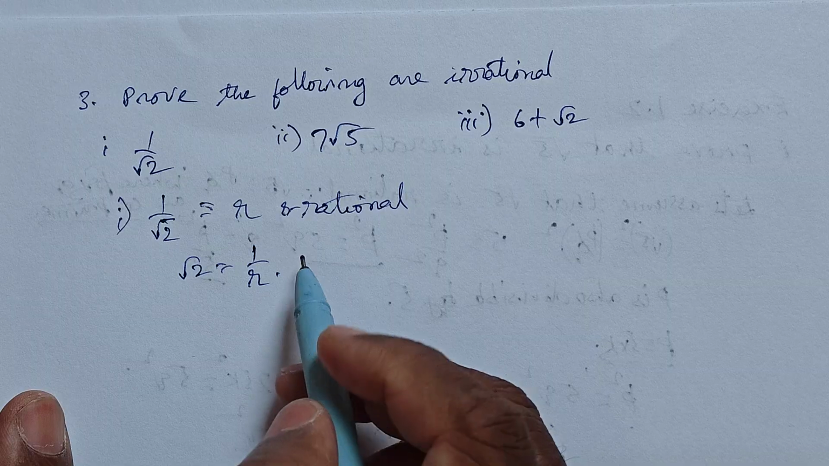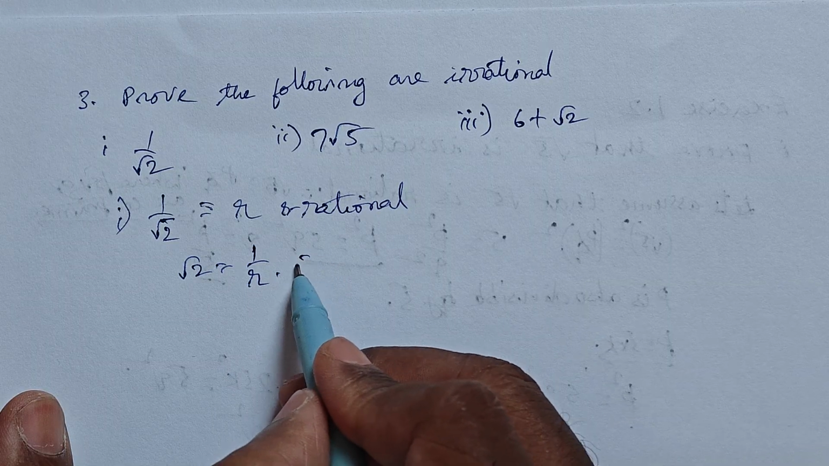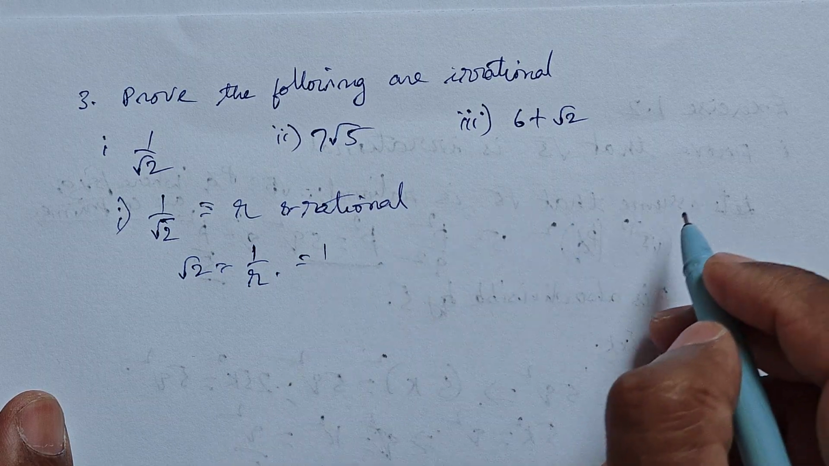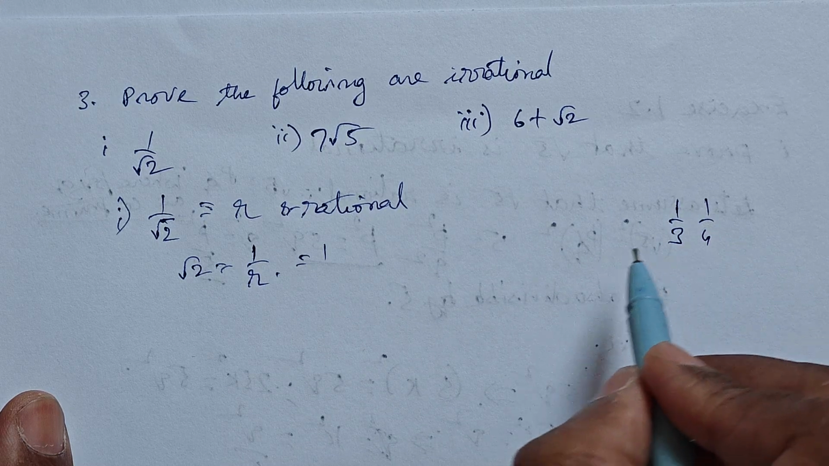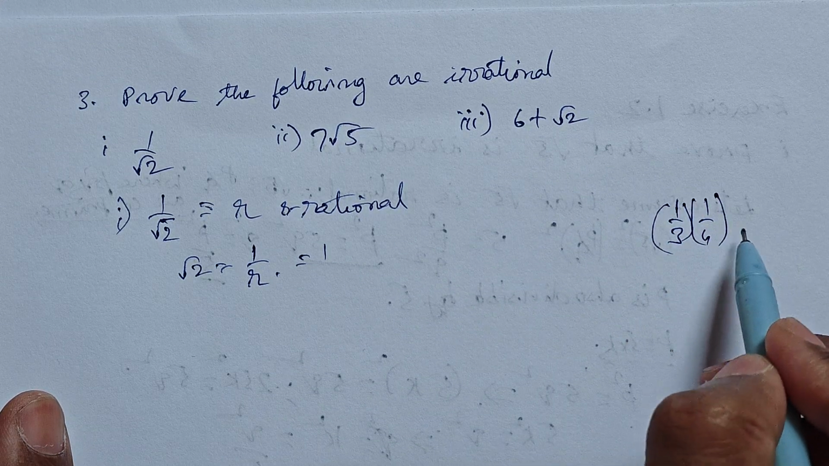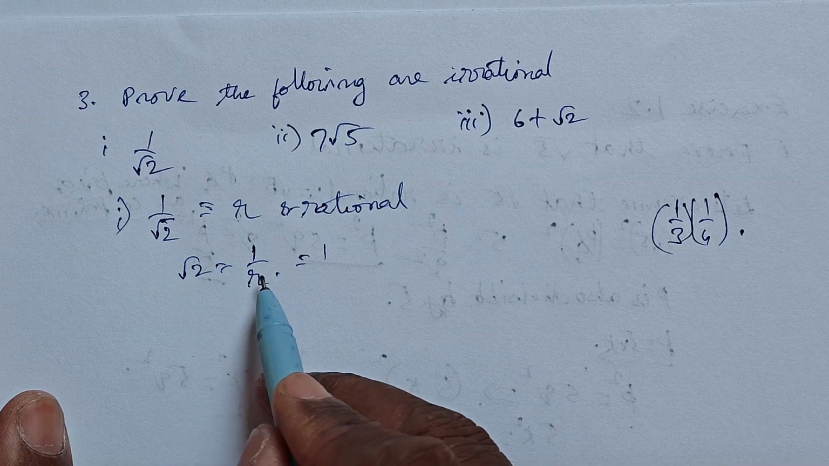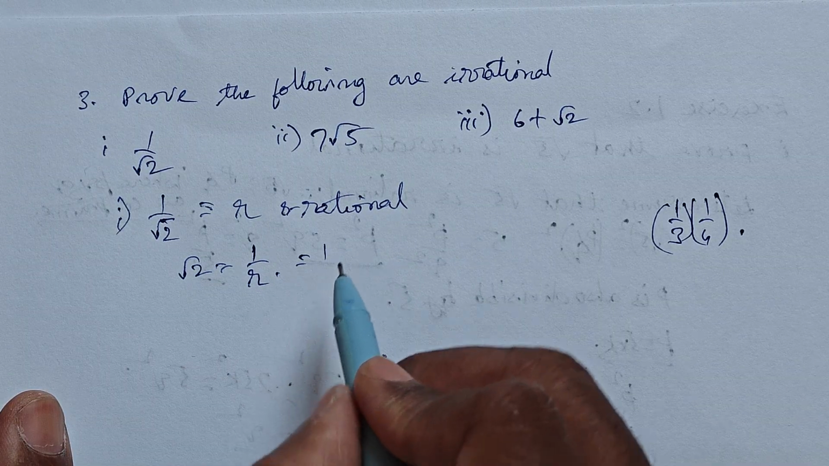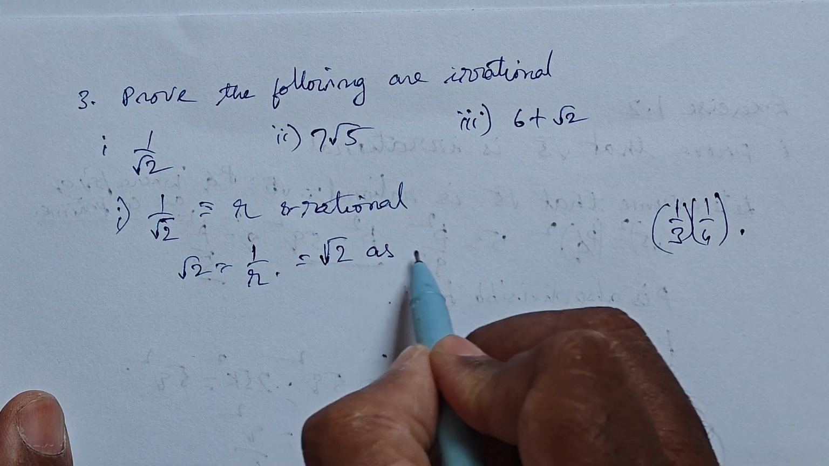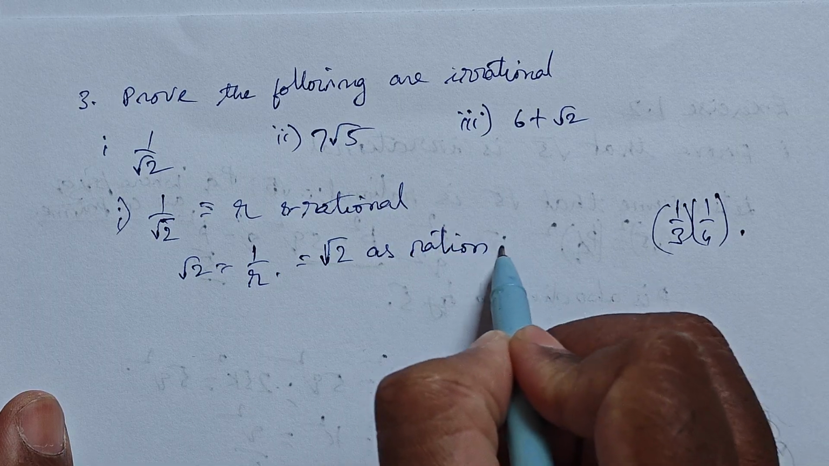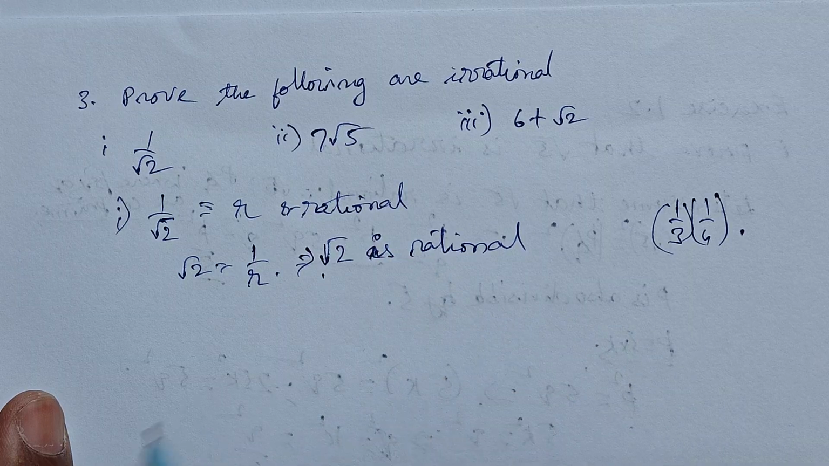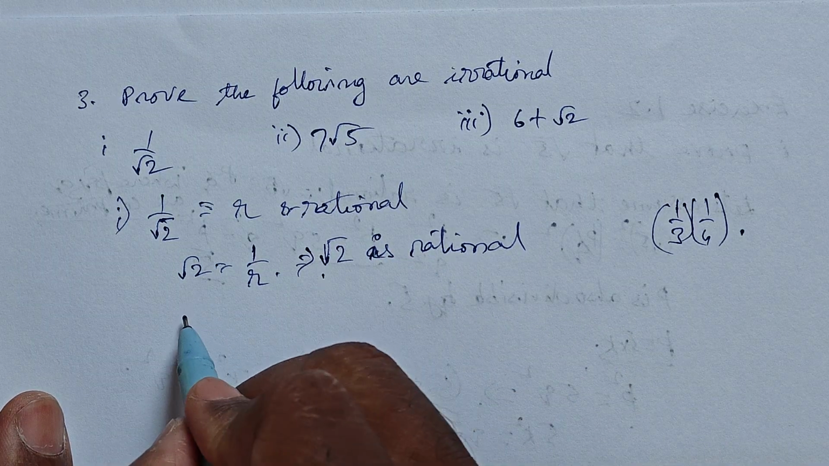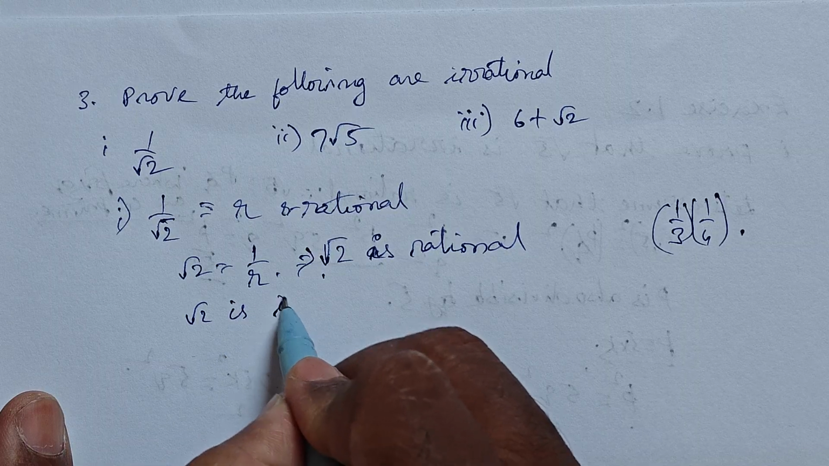So here what you are doing is root 2 is equal to 1 by r. Some number divided by something, like 1 by 3, 1 by 4 or 1 by 5. That means these are all rational numbers. So when you are writing root 2 is equal to 1 by r, you are making root 2 a rational number. But we know clearly root 2 is an irrational number.